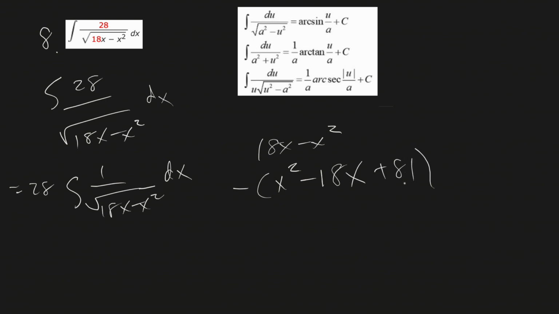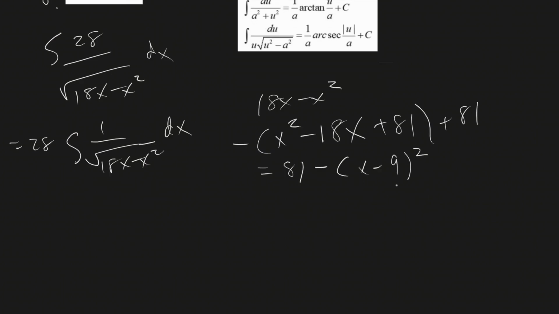But now that we've added the 81 in here, realize that we've actually subtracted 81 from the entire equation, since there's a negative out here, so this is really negative 81. To balance the equation, since we can't just subtract 81, we need to add 81 as well. So this becomes 81 minus this quadratic, which we can collapse into x minus 9 squared. And that's just a formula. Now let's put this under the radical.